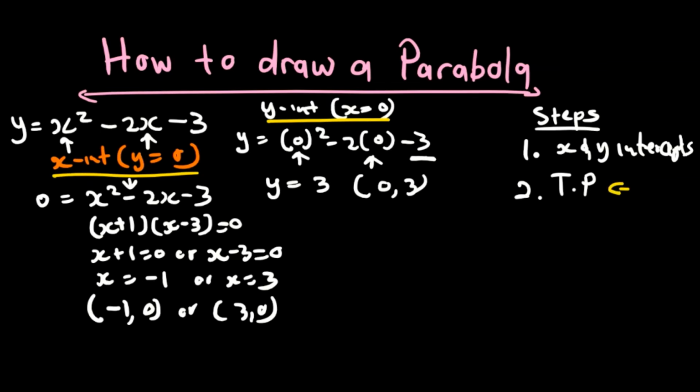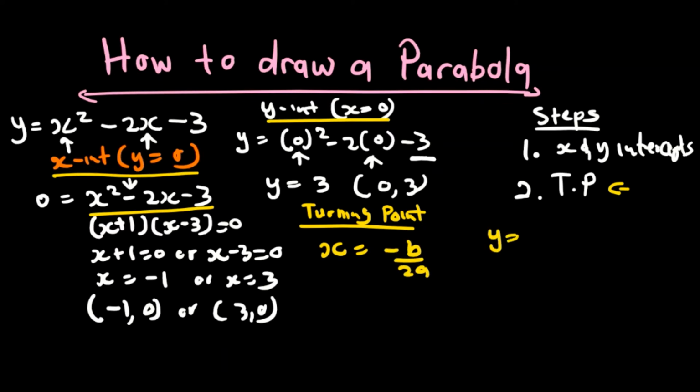Now we have to identify the turning point of the function. Because we have this standard equation, to find the turning point of the function we're going to use x equals minus b over 2a. This comes from y equals ax squared plus bx plus c. So what is our b according to this equation? The b is the coefficient of x, so in this case b is equal to minus 2. And our a is the coefficient of x squared, which in this case is 1.